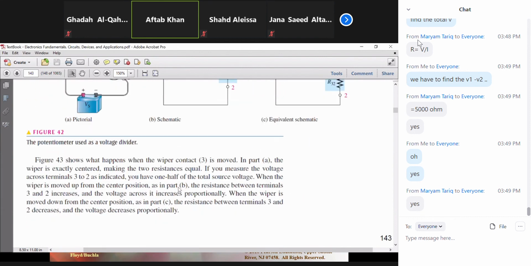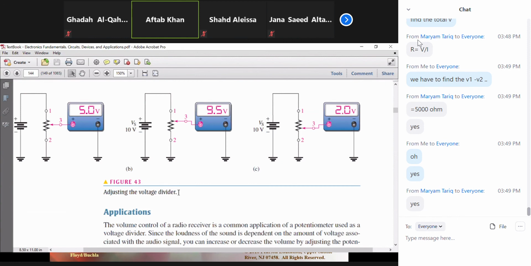And this is again examples. They are connecting and showing with the voltmeter. This is the voltmeter connected here. So as we are varying here, how the voltage is varying here.